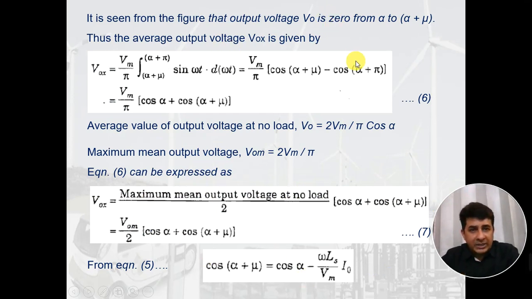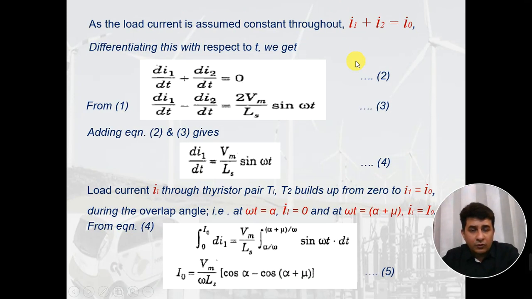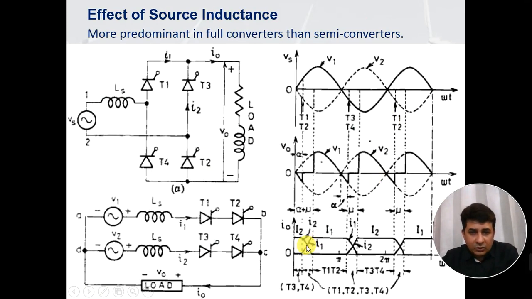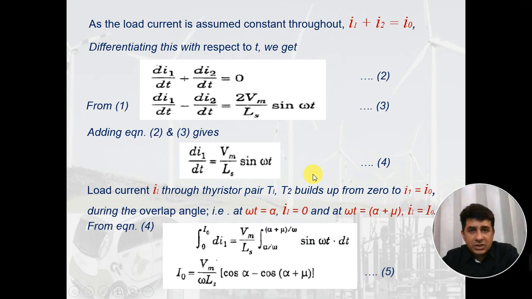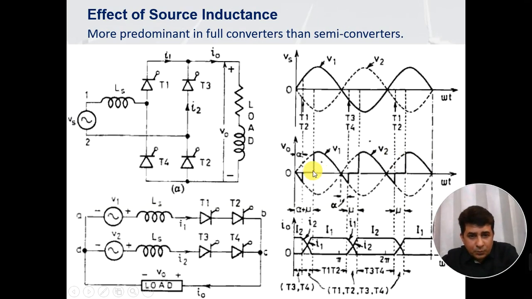The output voltage during the overlap period, which is from alpha to alpha plus mu, is 0. So if we wish to find out the output voltage, how will we calculate it? You can see the output voltage has started coming from this point, and this point is alpha plus mu. From this point, the voltage is available till this point.